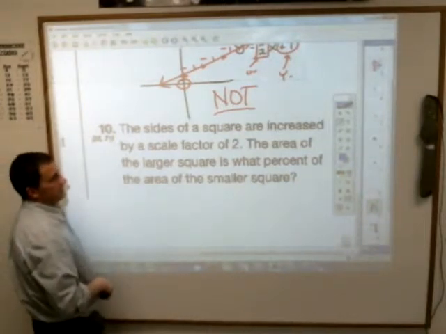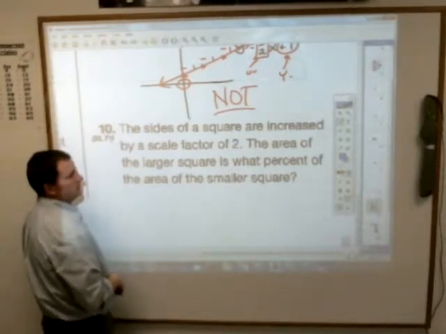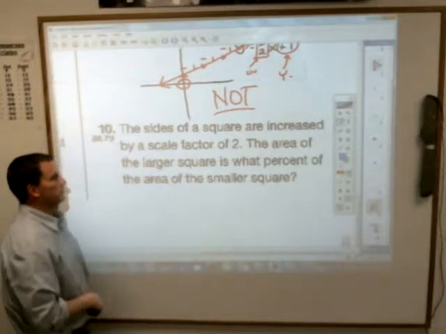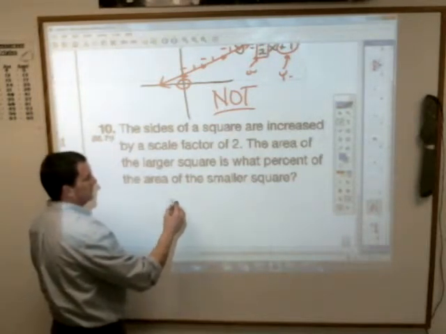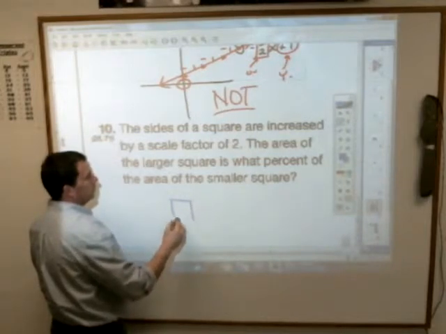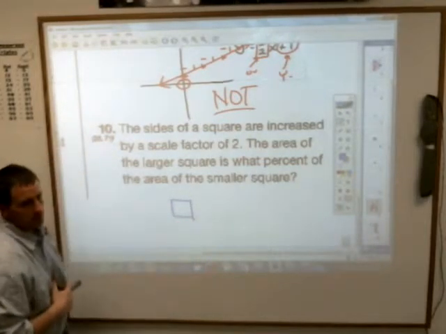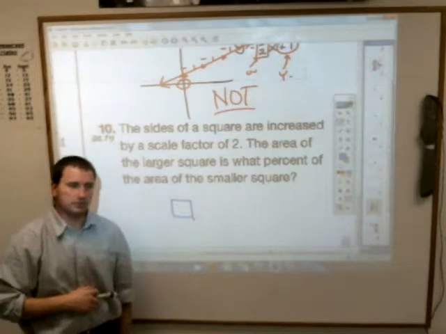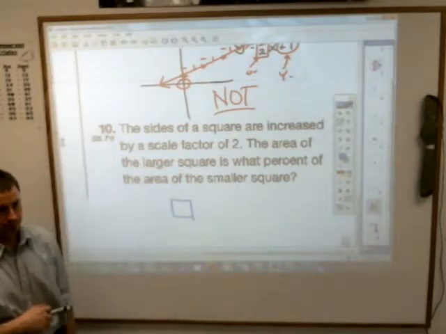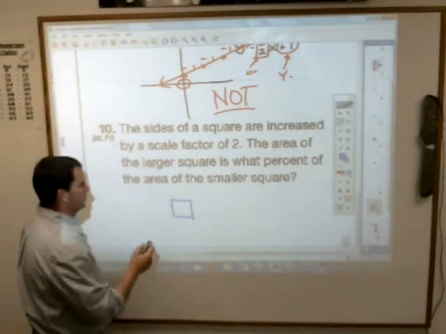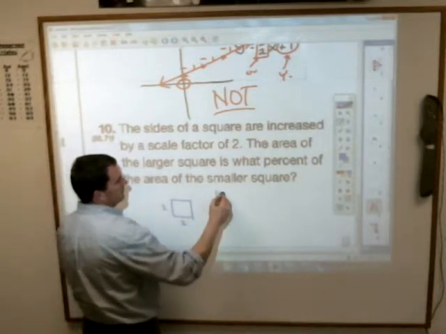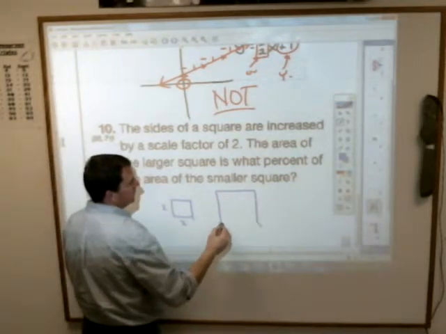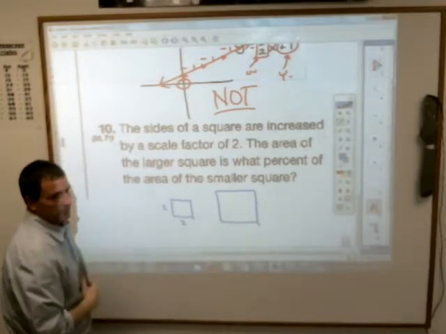A square, the sides of a square increased by a scale factor of 2. The area of the larger square is what percent the area of the smaller square? So, does it say how big to make the squares? Nope. So you get to choose. What are we going to make the dimensions of the first one? Okay. Alright, let's go with 2's. So if I have a second square that is increased by a scale factor of 2, how big are the sides of the second square?